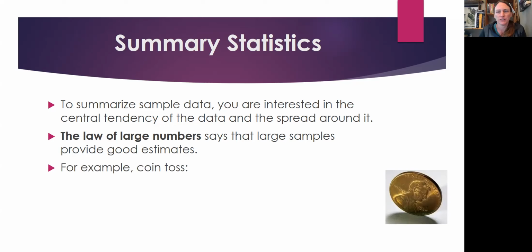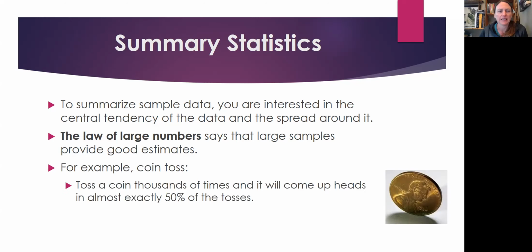So for example, a coin toss. If you take a coin like a penny and you toss it thousands of times, okay, thousands, then it will come up heads 50% of the time because that's how a coin works. But if you take a coin and you toss it 3 times, will you get 50% heads? No, you can't. You get 2/3 heads and 1/3 tails, or 1/3 heads and 2/3 tails.